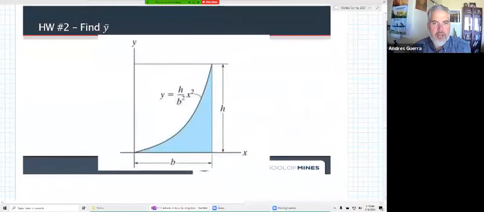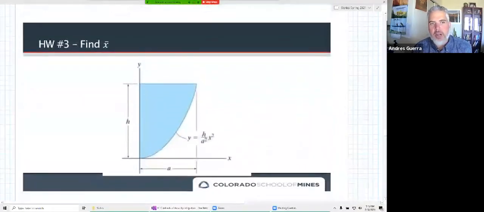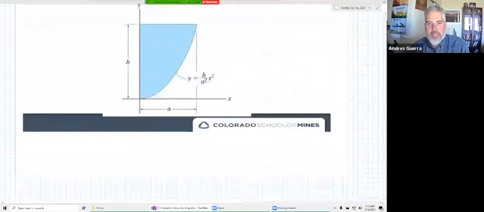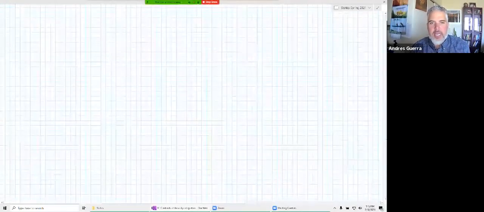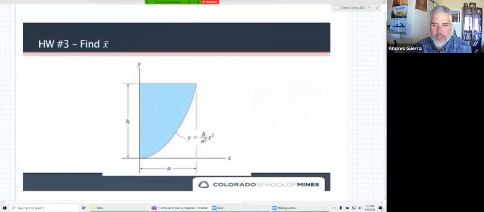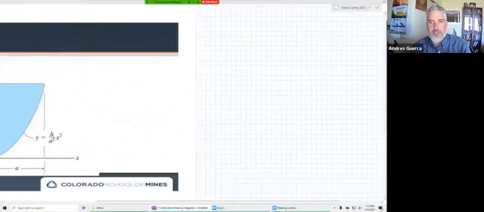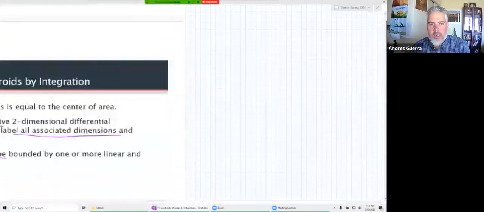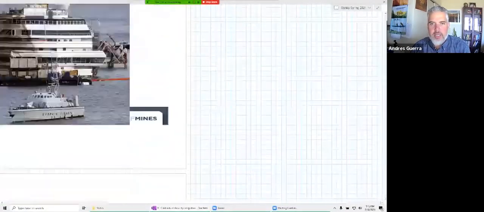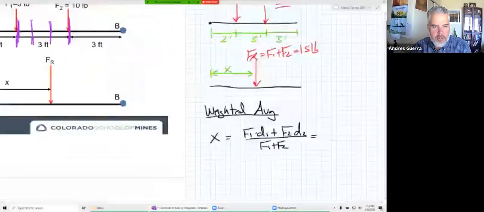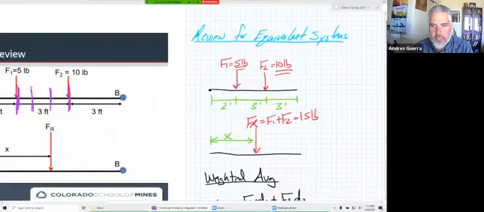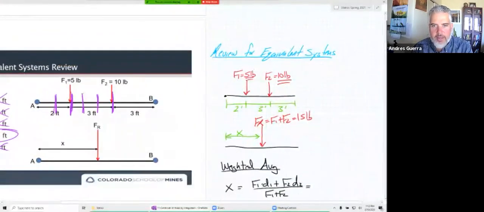In this problem, another nonlinear function, we're asked to find y bar. And then in this problem, another nonlinear function, we're asked to find x bar. Now this is not due until after the exam. Okay, this homework is not due until after the exam. So take good notes so that when you get to this homework, it's nice and easy. You have nice, good notes to refer back to for that homework.